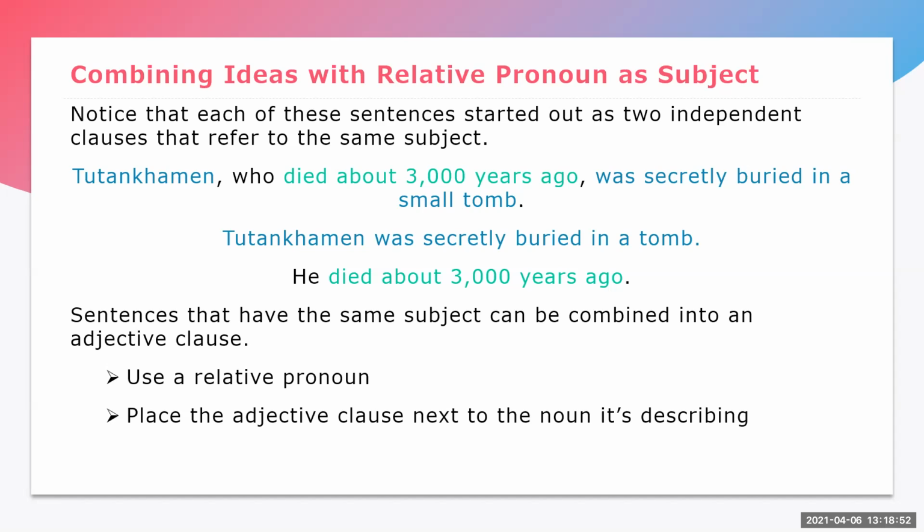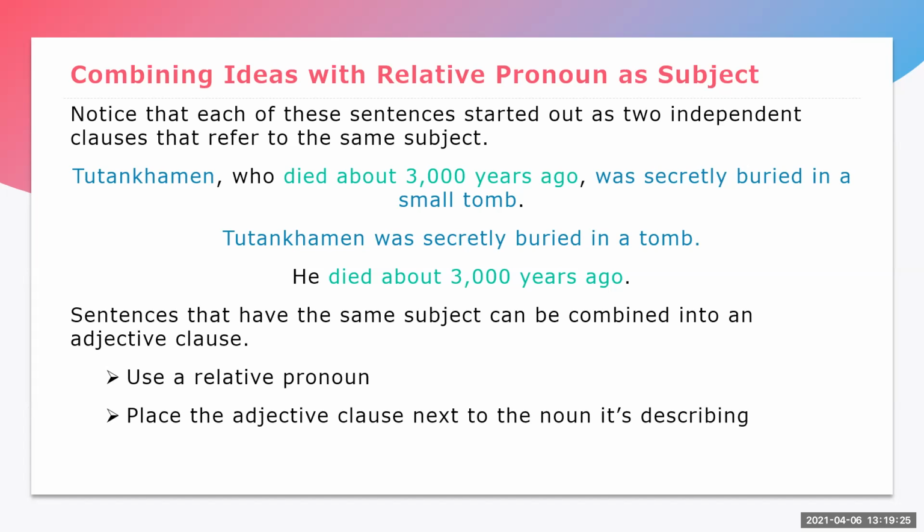So you can think of sentences that contain an adjective clause as originally starting off as 2 sentences. So here we have 2 sentences about Tutankhamun. Tutankhamun was secretly buried in a tomb. He died about 3,000 years ago. When you see 2 sentences that refer to the same subject, either in your own writing or in an article you want to summarize, you can combine them by rewriting them as a sentence with an adjective clause.